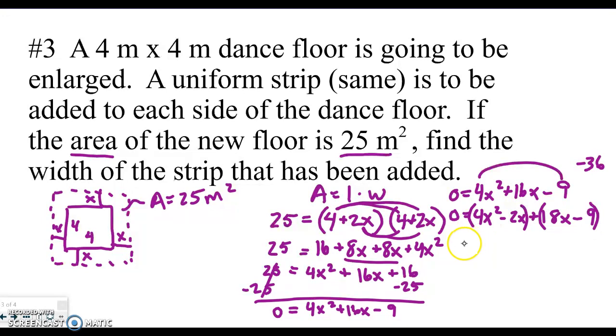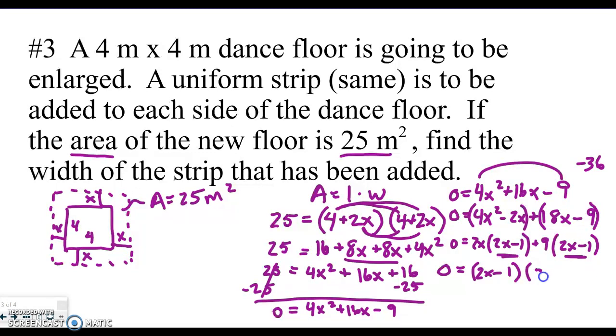For this one, I'm factoring out a 2x. For this one, I'm factoring out a 9. We were looking for these to be the same. They are. It's a good thing. So now I have my two factors. When I factor out the 2x minus 1, that comes out into the front as the GCF, leaving me with that and this other one.